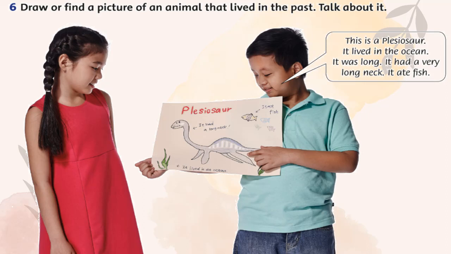Okay, so practice this exercise at home. You need to find a picture of an animal that lived in the past. Talk about it. For example, there's the picture of a plesiosaur. It lived in the ocean. It was long. It had a very long neck. Tell me about the animals that lived in the past, you know?